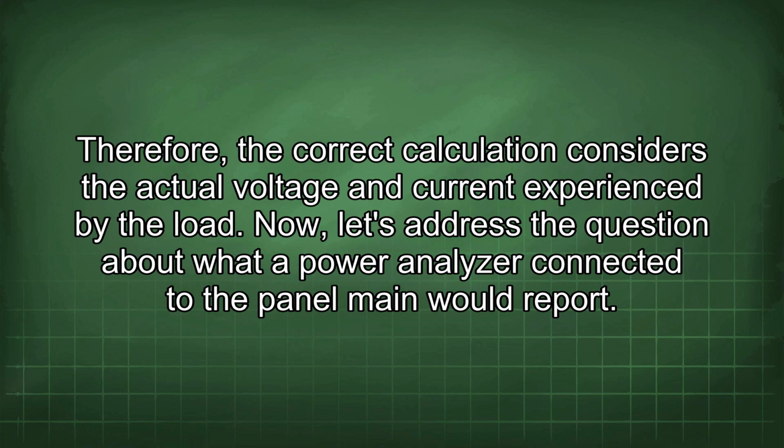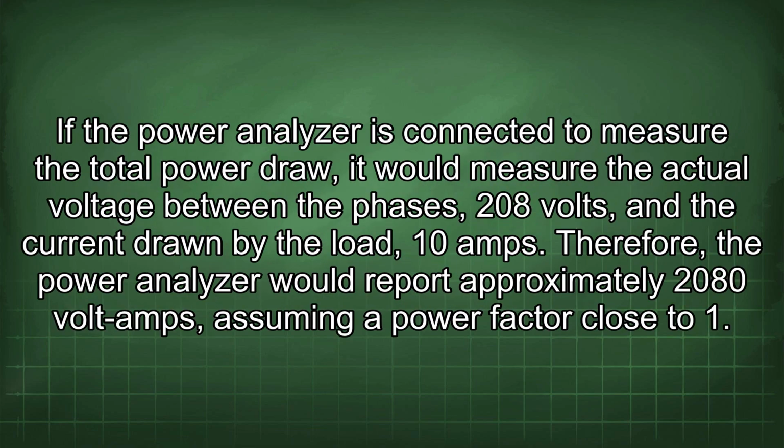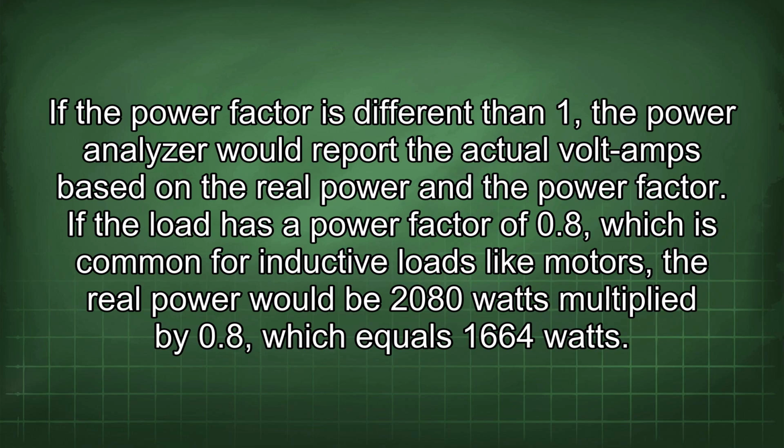Now, let's address the question about what a power analyzer connected to the panel main would report. If the power analyzer is connected to measure the total power draw, it would measure the actual voltage between the phases, 208 volts, and the current drawn by the load, 10 amps. Therefore, the power analyzer would report approximately 2080 volt-amps, assuming a power factor close to 1. If the power factor is different than 1, the power analyzer would report the actual volt-amps based on the real power and the power factor.